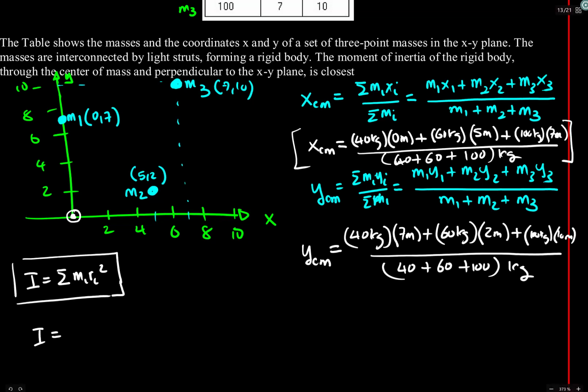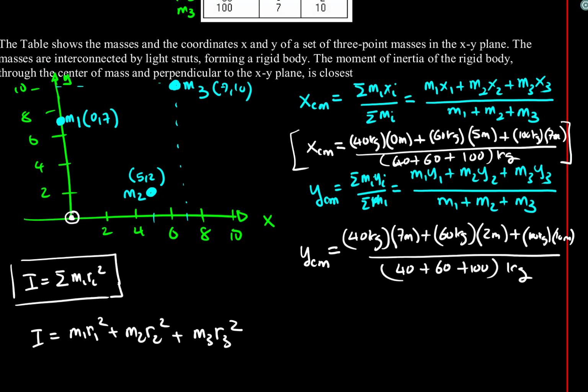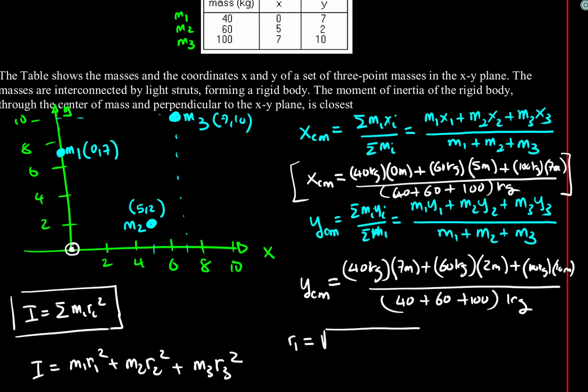So I will be equal to m1 r1 squared plus m2 r2 squared plus m3 r3 squared. The question that you have to answer is, what is R1, what is R2, and what is R3? In this case, you will have to use the Pythagorean theorem. R1 is equal to the square root of... let me put it this way, it will be easier. If I label this point, let me label this point A, let me label this point B, and let me label this point C.